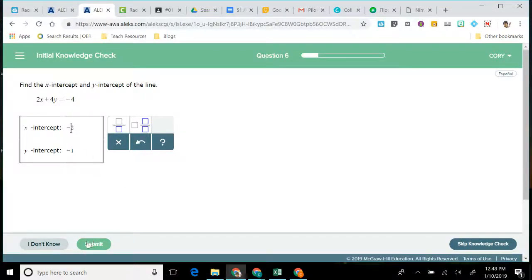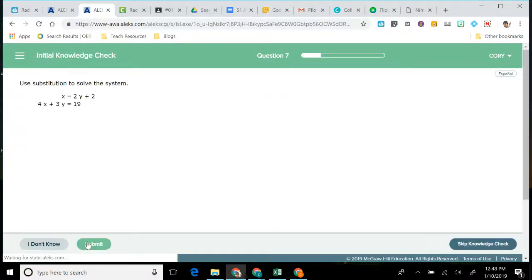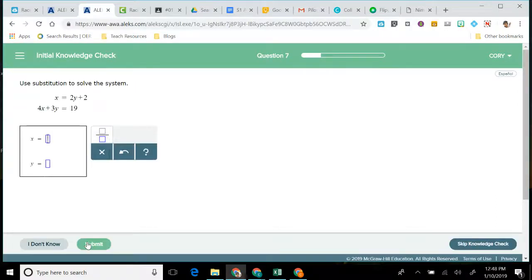Yes. Like negative 1, negative 2, negative 3? Yes. Yes. 0 is a placeholder.